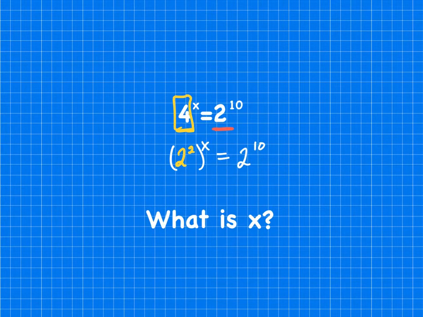And then one of the rules that we learned last time was that if I have a power to another power, then I multiply those. So this is equivalent to 2 to the power of 2x equals 2 to the 10th. And now I have the same base, and I can set my exponents equal to each other again. So 2x equals 10, so x equals 5.